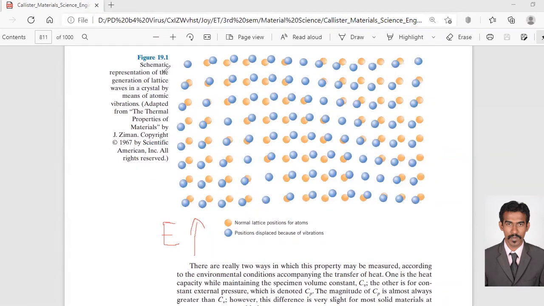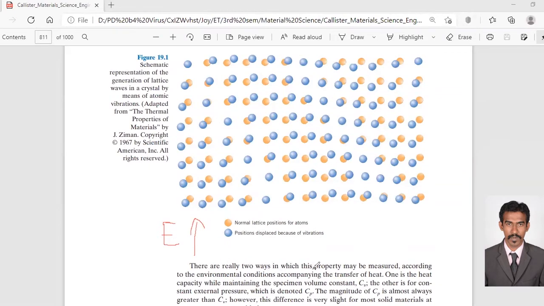Here you see a schematic representation of the generation of lattice waves in a crystal by means of atomic vibrations. These orange spots are the positions where the atoms should stay. When you provide some energy, some of them move this way, some move that way, so this region is less dense and this region is more dense. They are vibrating; they won't stay in one place, all the atoms will vibrate.